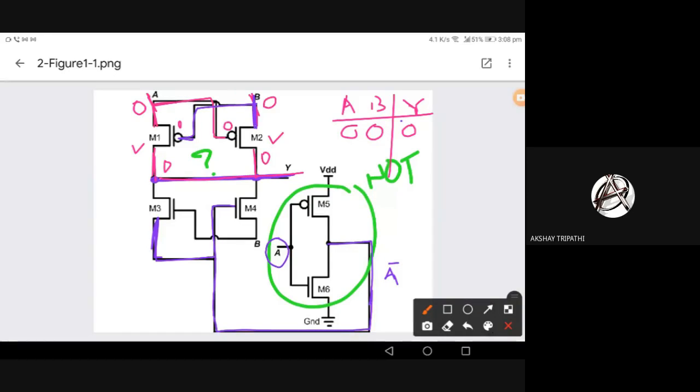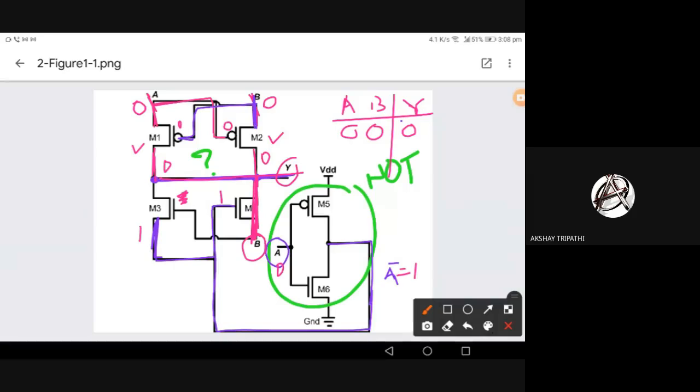Let's confirm with some more output. So A is 0 here also, so output A bar equals 1. So this 1 will come here to the base of this M4, right? So M4 is on. B is also on the base here, so B is also connected to Y. So definitely again the output is low. So circuit is working fine.